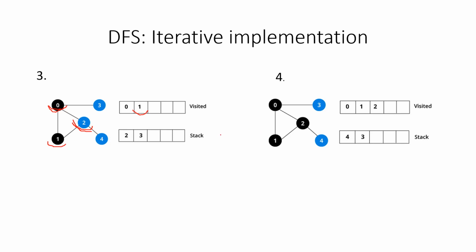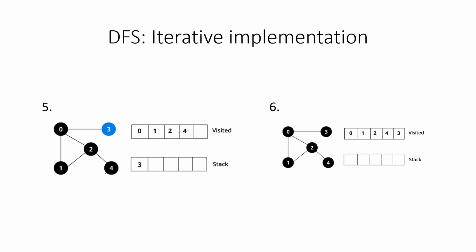On the next step we take 2 from our stack, because 2 is on the top of our stack. We explore all the adjacent elements, all the adjacent vertices of 2, which is 0 we visited, 1 is visited, and 4 is still not in our stack and it's not visited yet. So we put 4 into our stack, so our top element becomes 4. So if you remember, the stack works on the principle of last in, first out. And we take out 2 from the stack and mark 2 as visited.